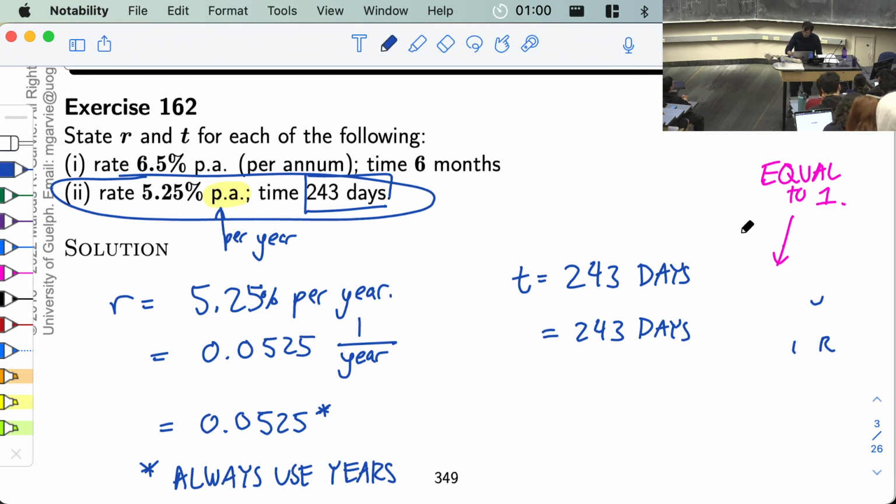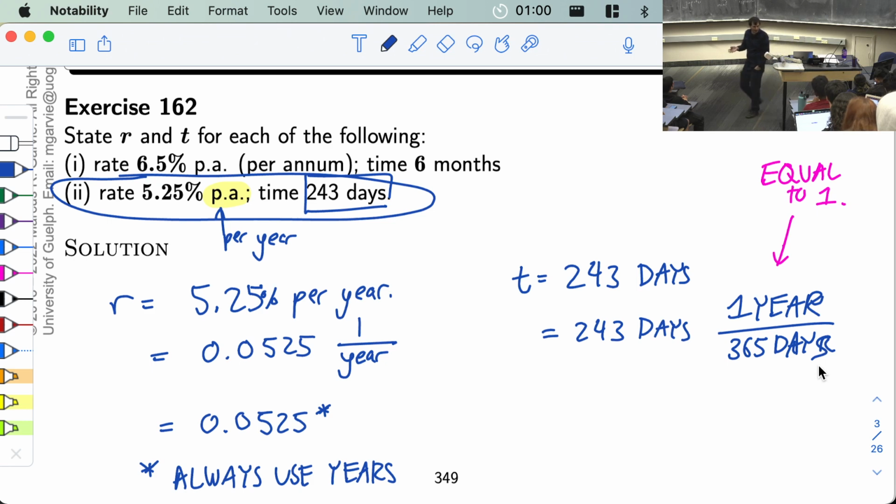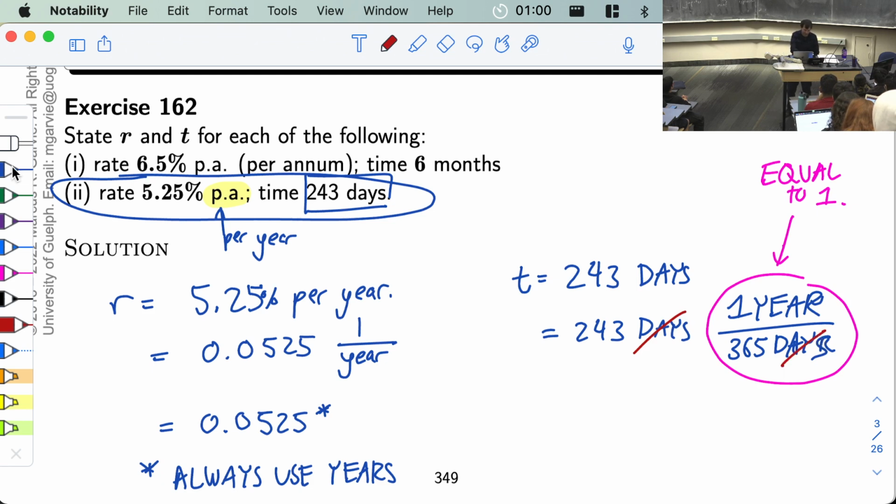Let's do 1 year divided by 365 days. And now it is still equal to 1, right? But it's upside down. And now everything will work perfectly fine. The days will cancel from the top and the bottom. And so I'm going to be left with, on a calculator, 243 divided by 365. And the units are years, right? The days cancel. What's left over is years. And there you go. OK.